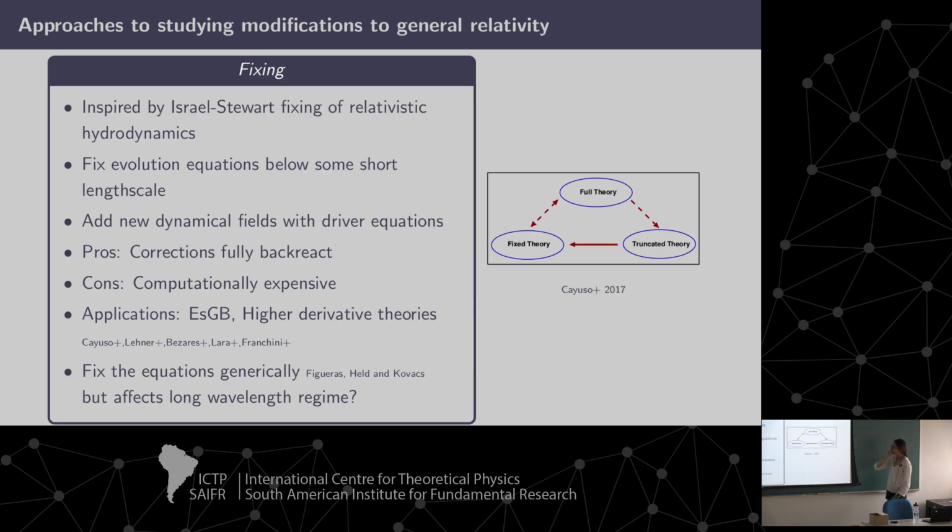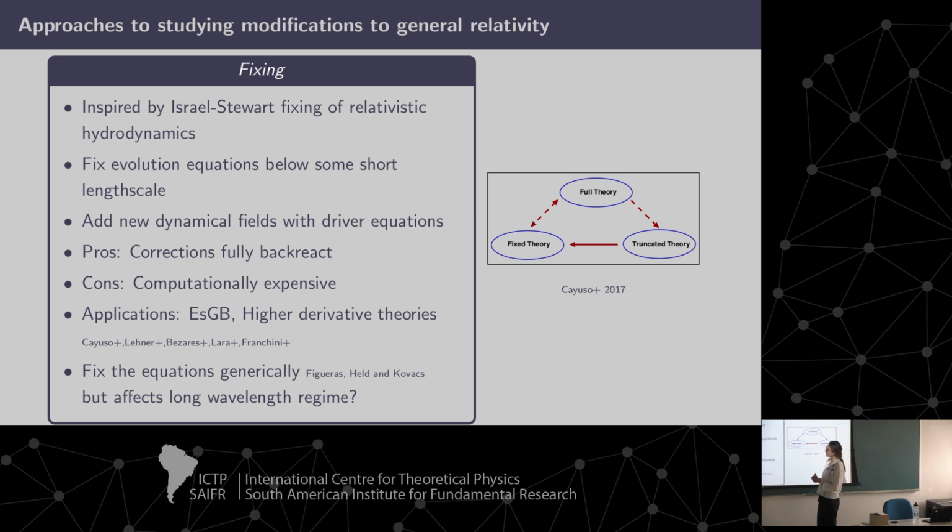The third method is the so-called fixing the equation approach. This is inspired by relativistic viscous hydrodynamics and follows the EFT approach, where our modified theories of gravity should only be valid to some length scale anyway. So why don't we just modify the equations below that length scale, because we know they're not going to be valid.